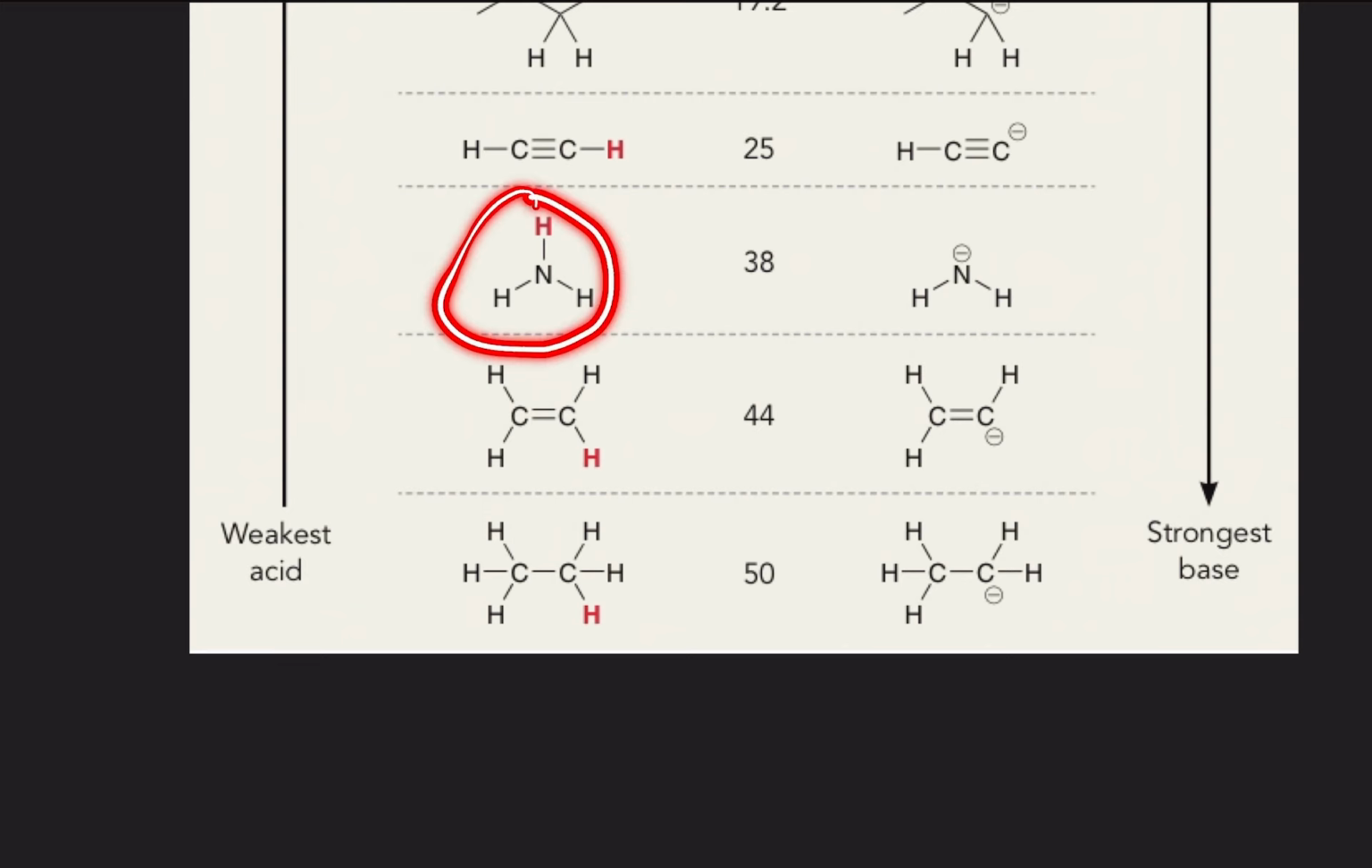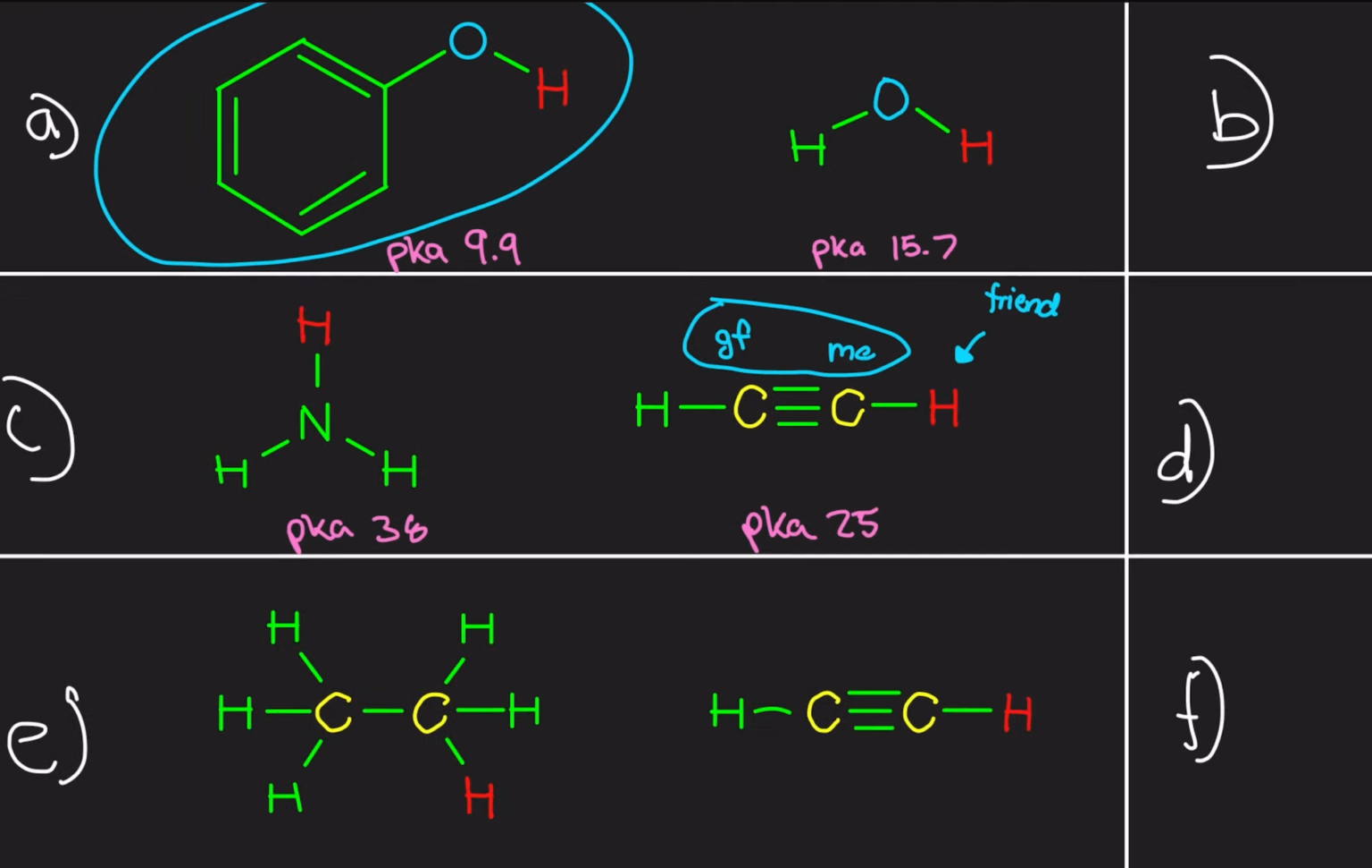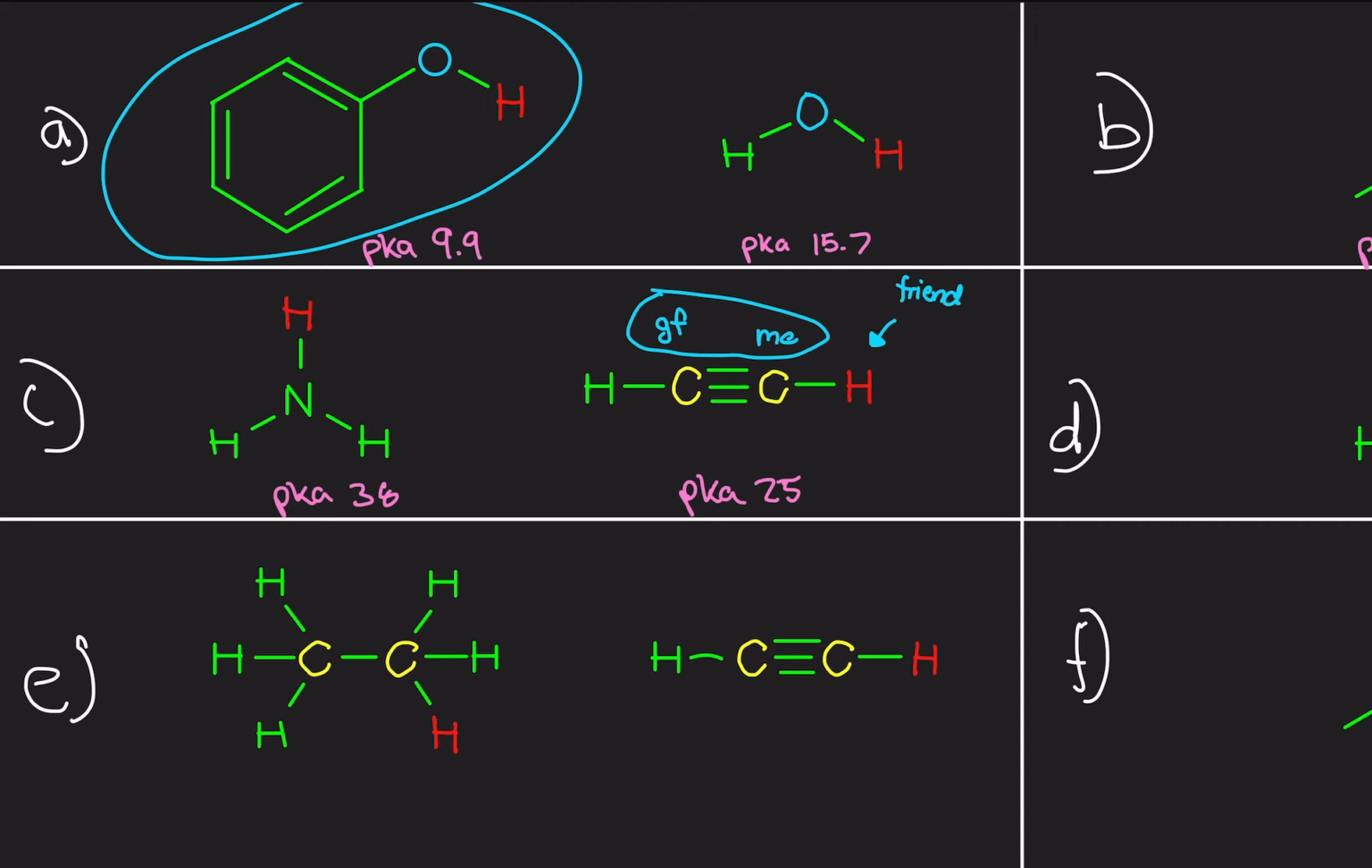Now, here's that nitrogen in question. A pKa of 38, and the triple bond is 25. This is why electronegativity does not always work. A triple bond causes more acidity than a single bonded nitrogen. So this is why you have to rely on the table. Always go off the table first. Then, if the table doesn't work, use electronegativity.